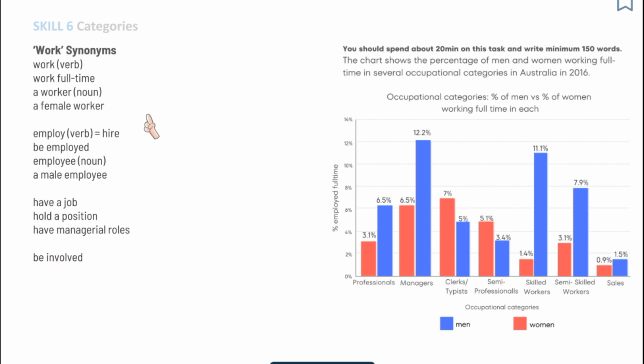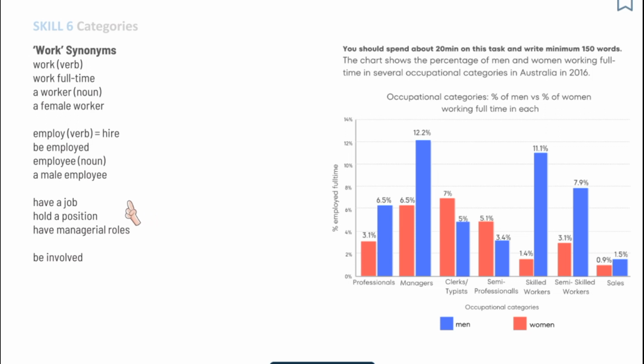Another word that we can use to talk about the topic of work is employ. Employ can be used as a verb, and the meaning is hire. Be employed is the passive form of this verb. Employee is a noun, so we can say a male employee or a female employee.